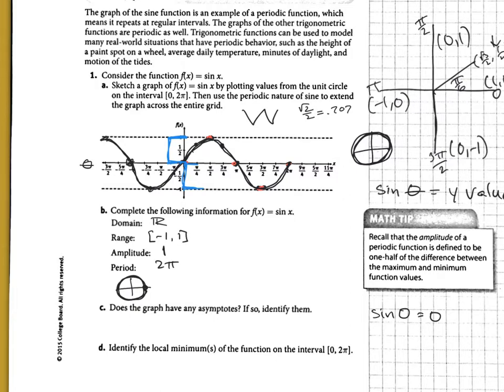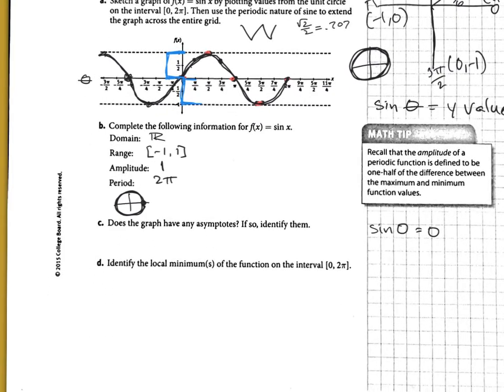Does the graph have any asymptotes? It doesn't. And you might think this is a dumb question, but 4 out of the 6 graphs have asymptotes. So most of the time you're going to have an asymptote.